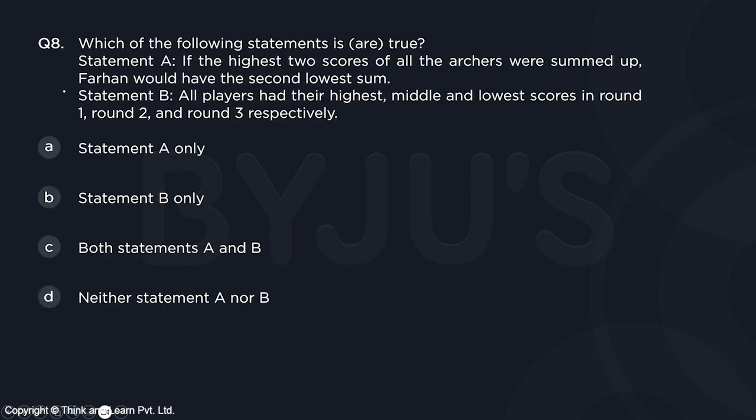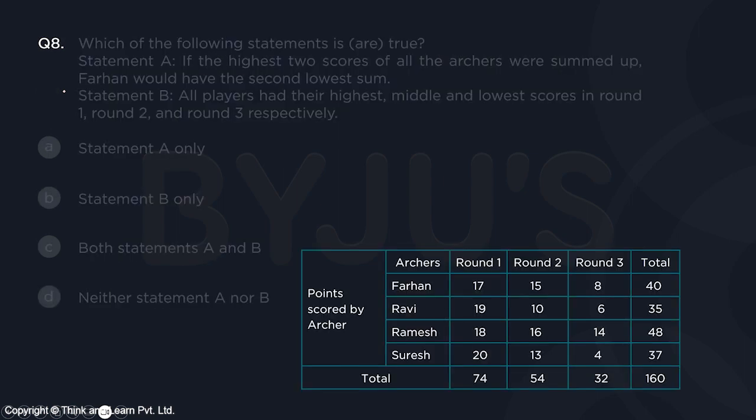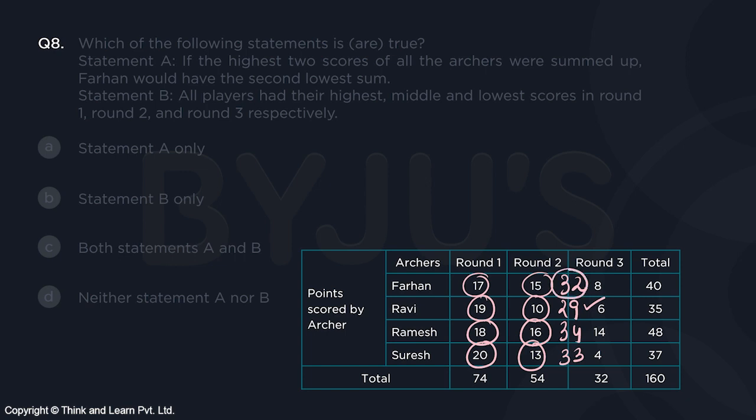Which of the following statements is or are true? Let's talk about it. This is the table. If the highest two scores of all the archers were summed up, Farhan would have the second lowest sum. Let's see. The highest two scores of Farhan are 17 and 15, that is 32. Highest two scores of Ravi are 19 plus 10, 29. For Ramesh, they are 18 plus 16, that is 34. For Suresh, they are 20 and 13, that is 33. So he says Farhan would be having second lowest. This is lowest. This is second lowest. That's correct. So statement number one is right.